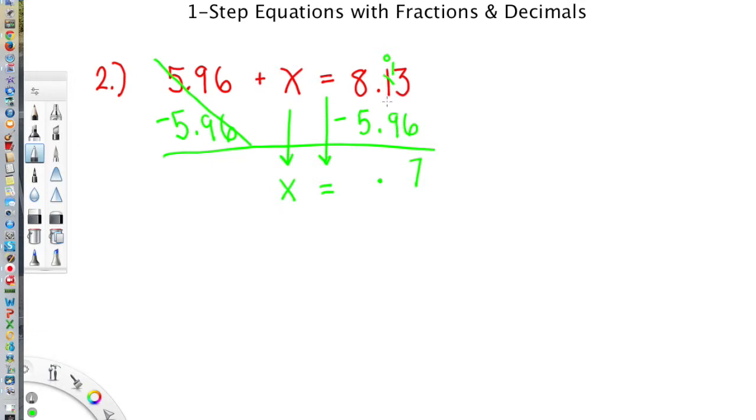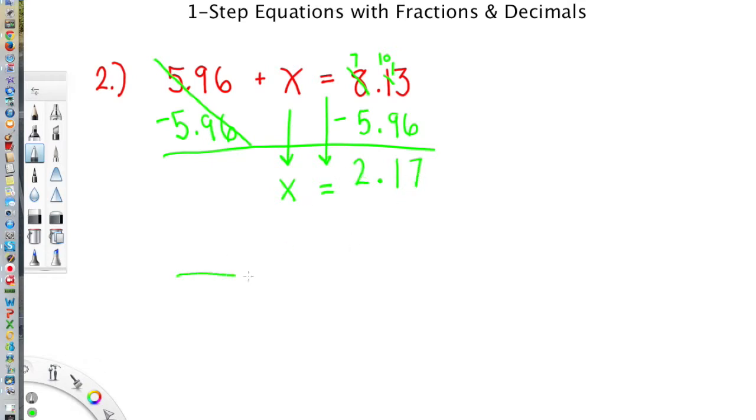0 minus 9, I cannot do that, so I must borrow from the 8. The 8 becomes a 7. The 0 becomes a 10. 10 minus 9 is 1. And then 7 minus 5 is 2. So the variable x is equal to 2 and 17/100.